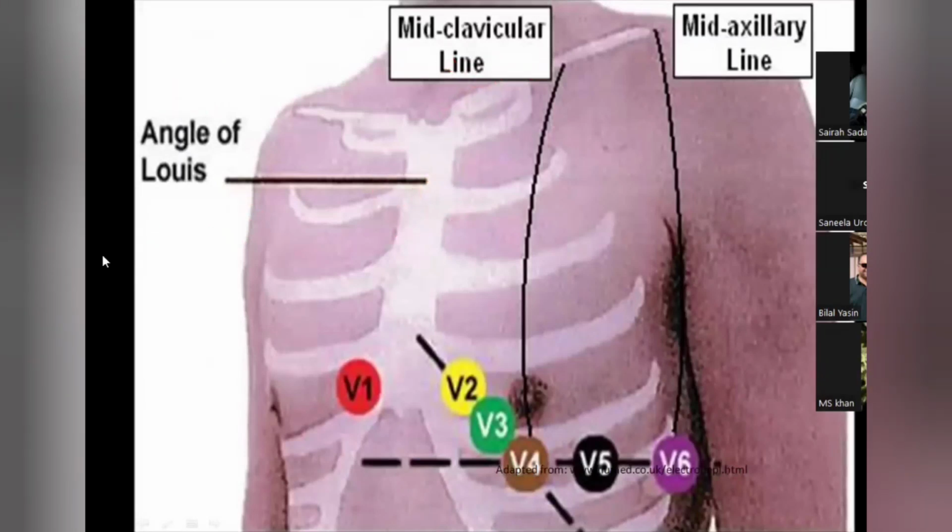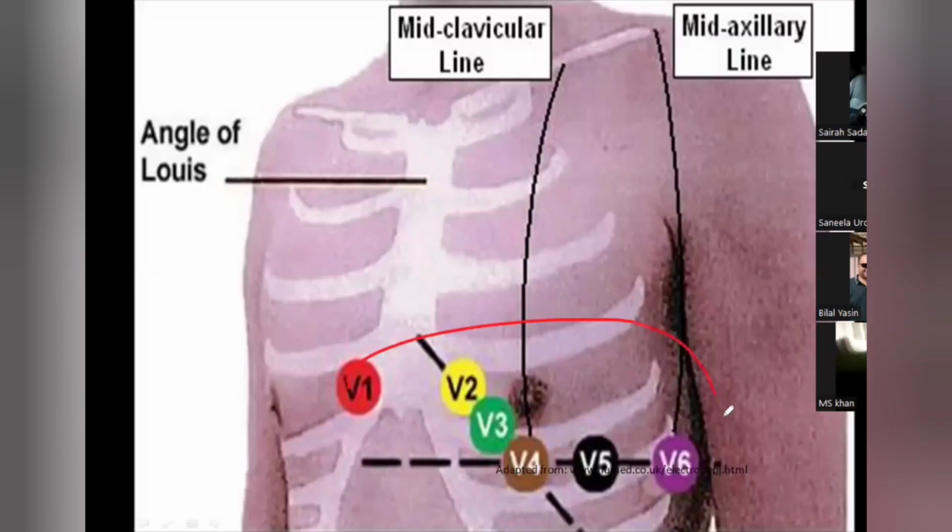Okay, now coming to the chest electrodes. As the name indicates, we have 6 chest electrodes, V1, V2, V3, V4, V5, and V6. So V1 is placed on the fourth intercostal space on the right side of the sternum, V2 on the left side of the sternum in the same fourth intercostal space. V3 is usually put on the rib, and V4, V5, V6 are placed on the fifth intercostal space. Now, as you can see, V4 is placed on the mid-clavicular line, while V6 is placed on the mid-axillary line, and V5 is in between them.